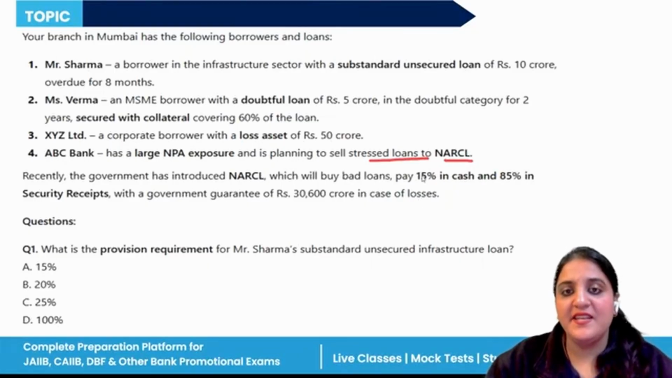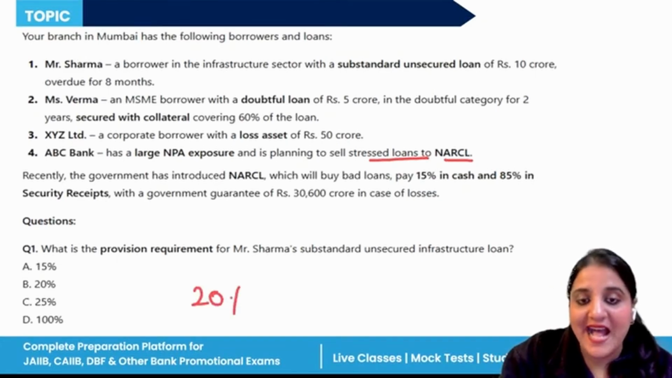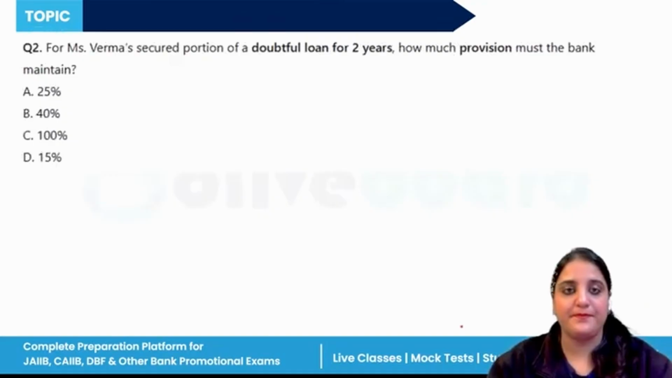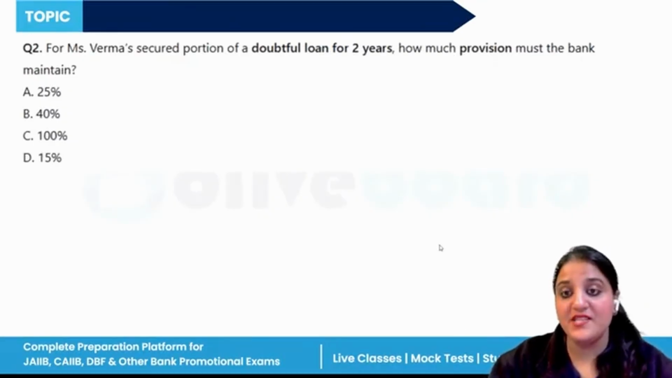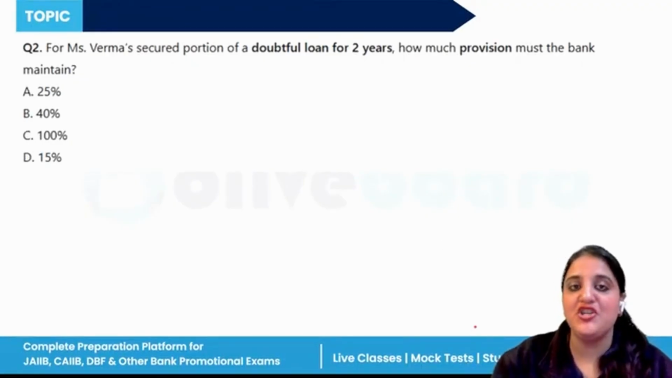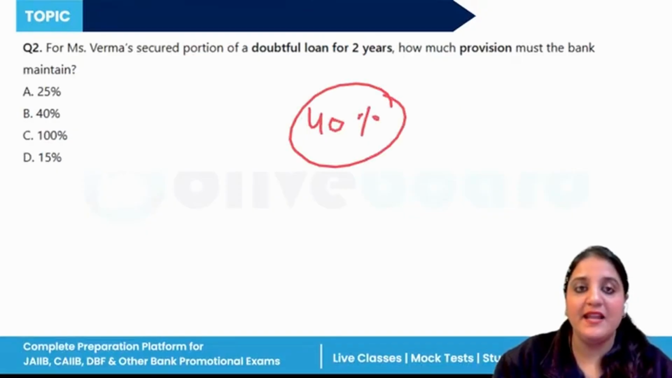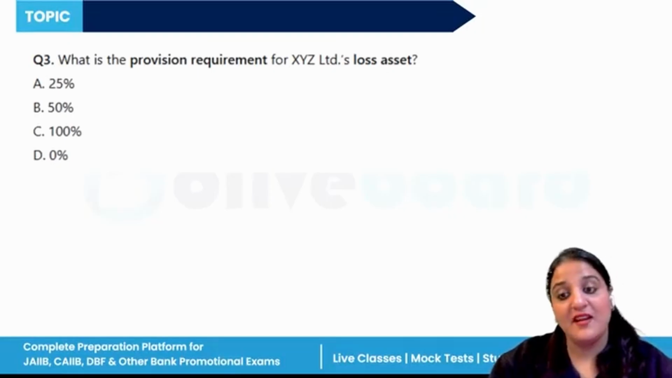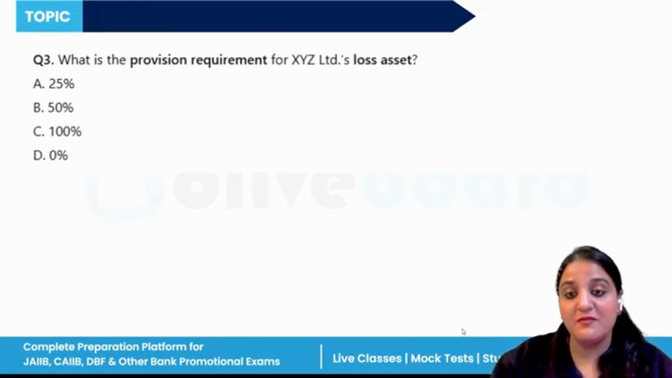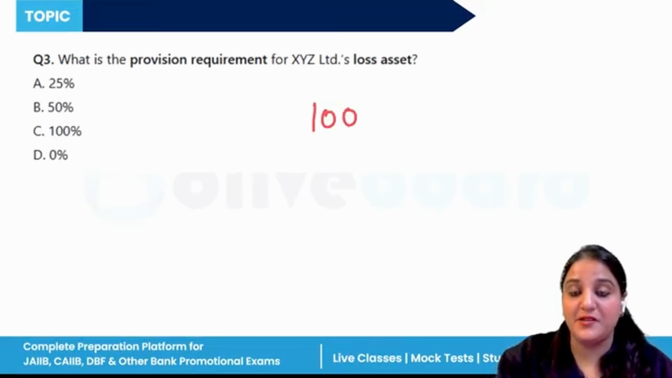The simple answer is there. Substandard unsecured infrastructure loan attracts a provision of 20% as per the RBI norms. And for the doubtful loan, how much provision? If the doubtful loan is for 2 years, in that case, 40% provision must be maintained. And what is the provision requirement for a loss asset? 100%, because this has now become a loss asset.